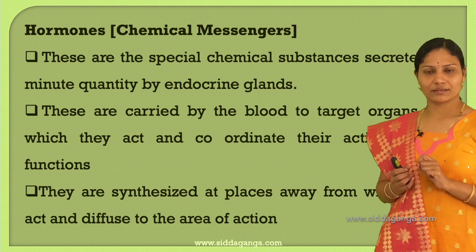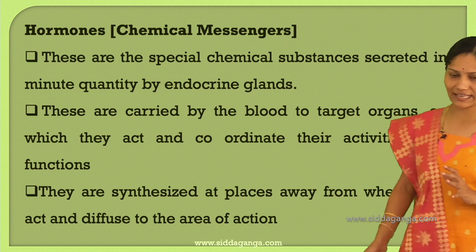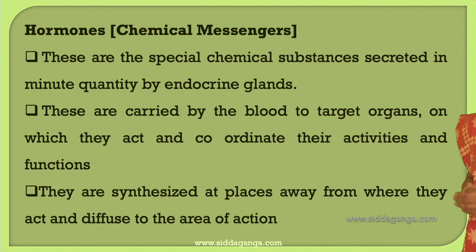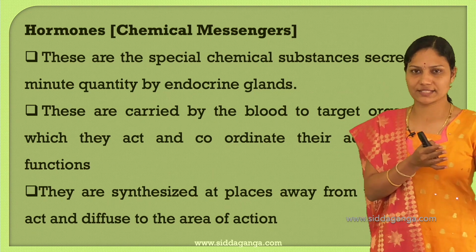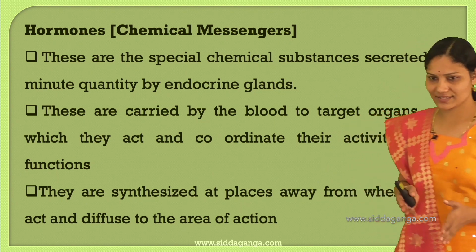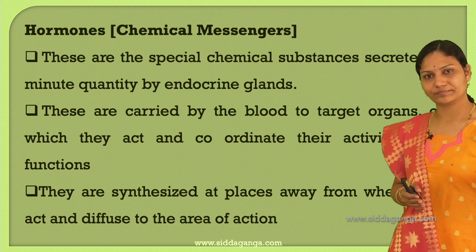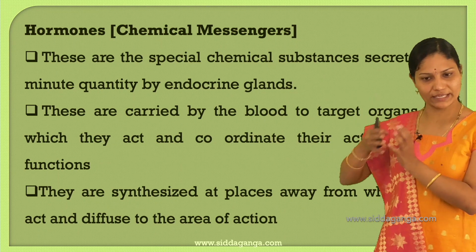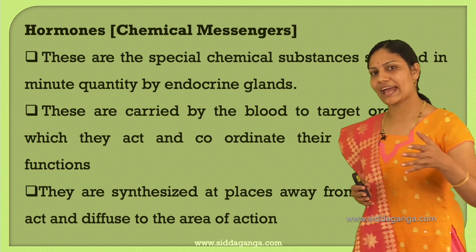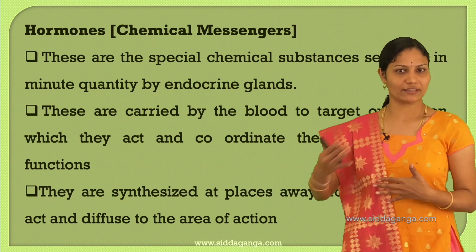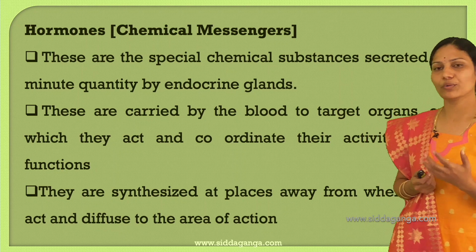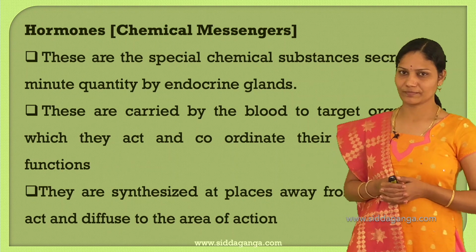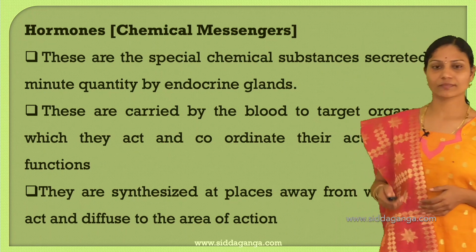Another notable thing about hormones is that they are synthesized at places away from where they act and diffuse to the area of action. They are synthesized at a different place, not where they actually act, and they simply diffuse to the area of action. These hormones are carried by blood, directly released into the blood. So this is the information we need to know about hormones and the endocrine system as a whole. Let's move further.